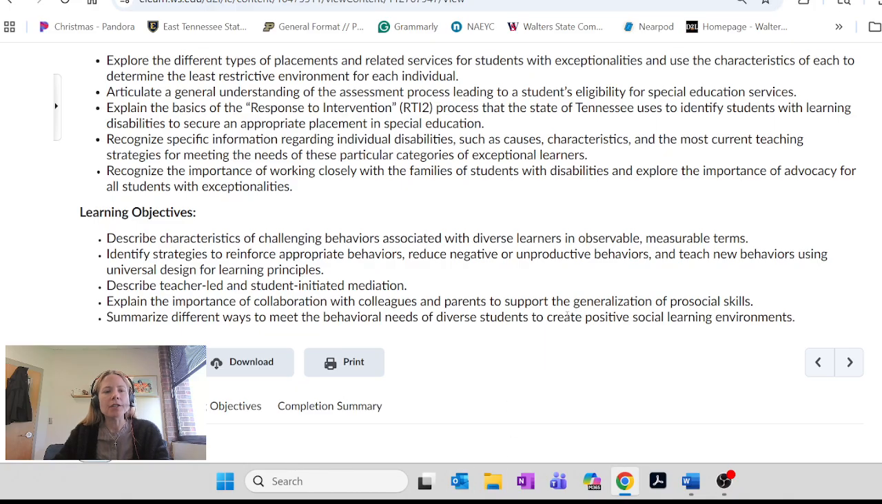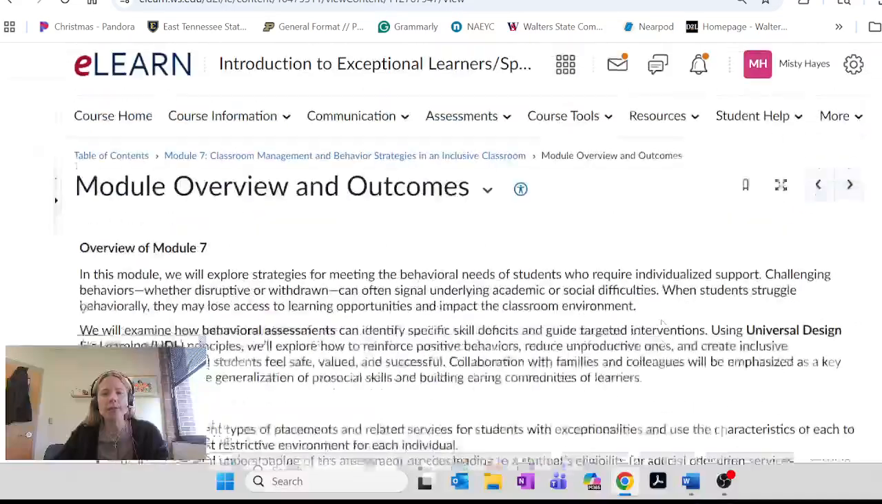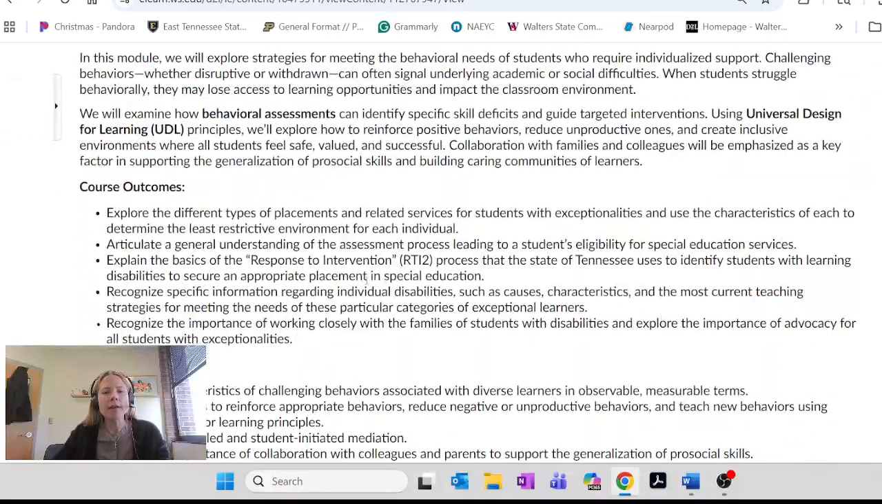And what kind of strategies? So we're going to identify strategies to reinforce appropriate behaviors, reduce negative or unproductive behaviors, and teach new behaviors using those UDL principles. Describe teacher led and student initiated mediation. Explain the importance of collaboration with colleagues and parents to support the generalization of pro social skills. And then lastly, summarize different ways to meet the behavioral needs of diverse students to create positive social learning environments. Okay, and all of those are going to help meet our course outcomes here.